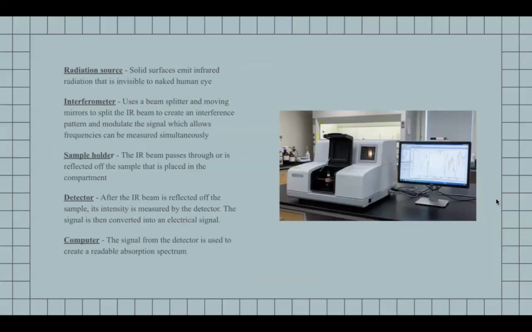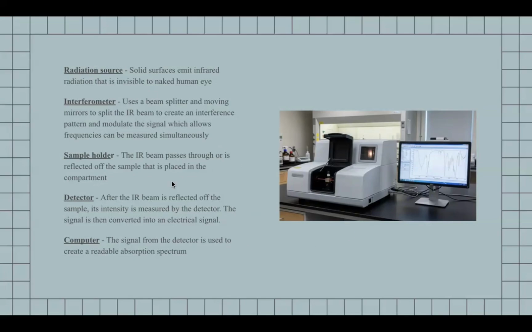As for infrared spectroscopy, up here on the top, here's a picture of the real one. These are all the components in order. Radiation source: it's a solid surface that emits radiation that is invisible to the naked human eye. The interferometer uses a beam splitter and moves mirrors to split the IR beam to create an interference pattern and modulate the signal, which allows frequencies to be measured simultaneously.